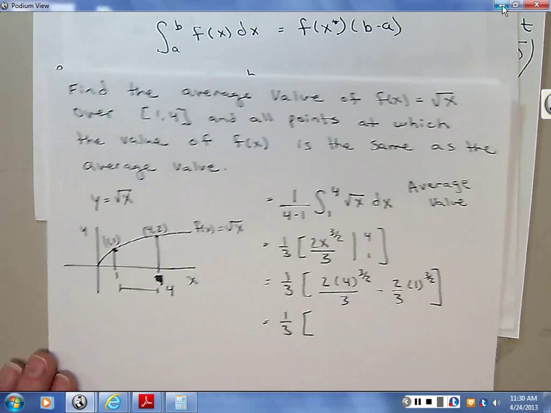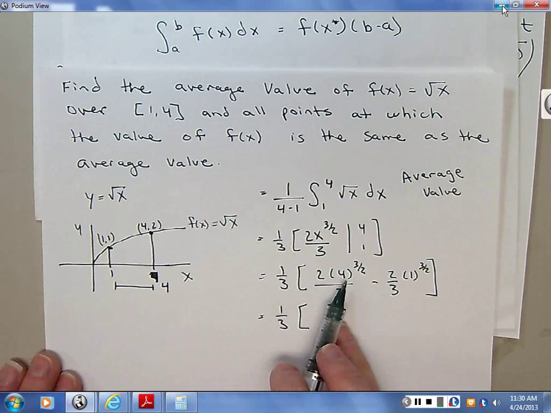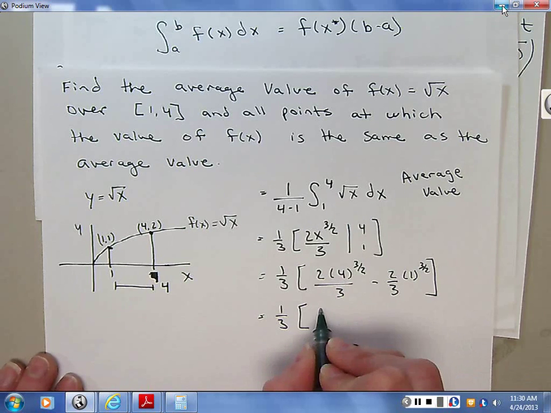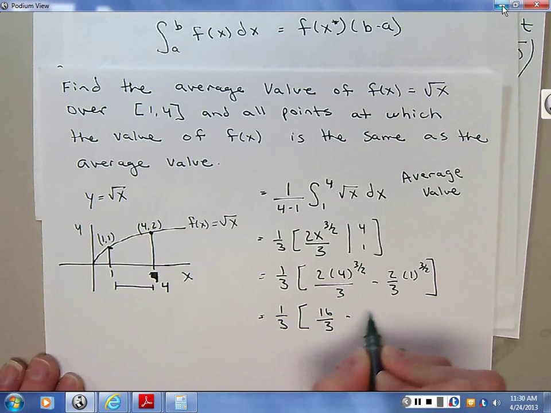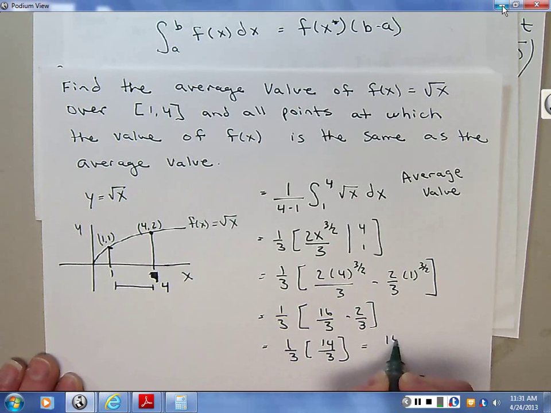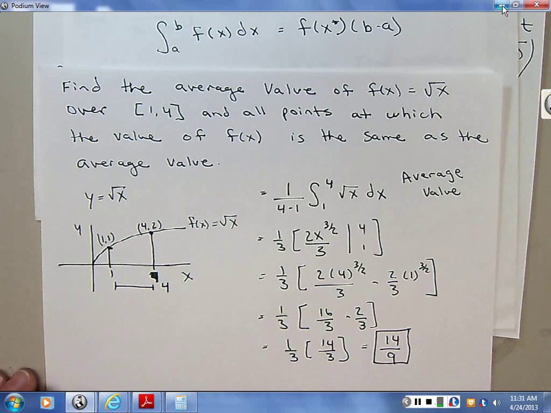So 4 to the 3/2 would be the square root of 4 cubed. The square root of 4 is 2, and 2 cubed is 8. So this is 16 over 3 minus 2 over 3, which gives me 1/3 times 14 over 3, which gives me 14 over 9. So the average value is 14 over 9. Make sense?